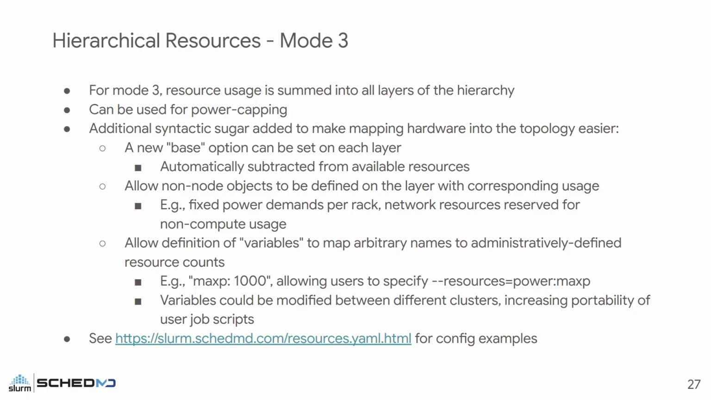We also have this idea of allowing variables that map arbitrary names to defined resource counts. So if you want to say that a resource of max P actually represents 1,000 watts of demand, this gives your users a way to not have to worry about the specific numerical representation, especially if you're running multiple clusters where different power modes may map to different underlying demands. That variable gives you a nice layer of indirection, letting your users move the scripts between different environments a lot more seamlessly without having to adjust the actual resource counts on each of them.